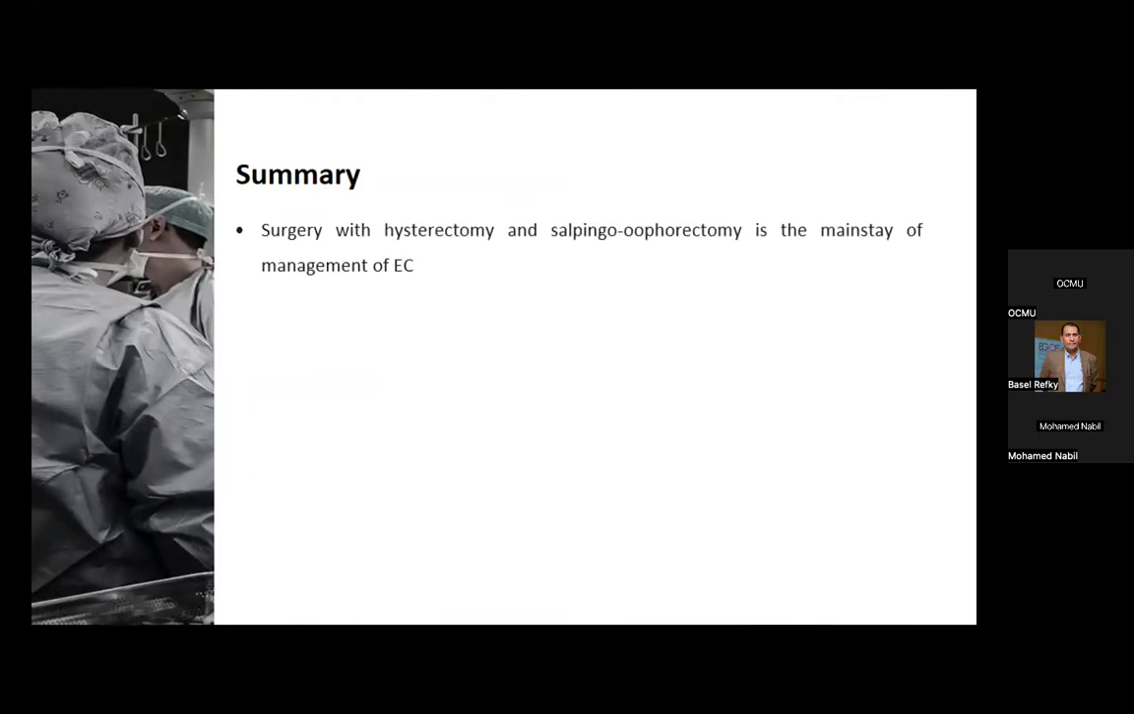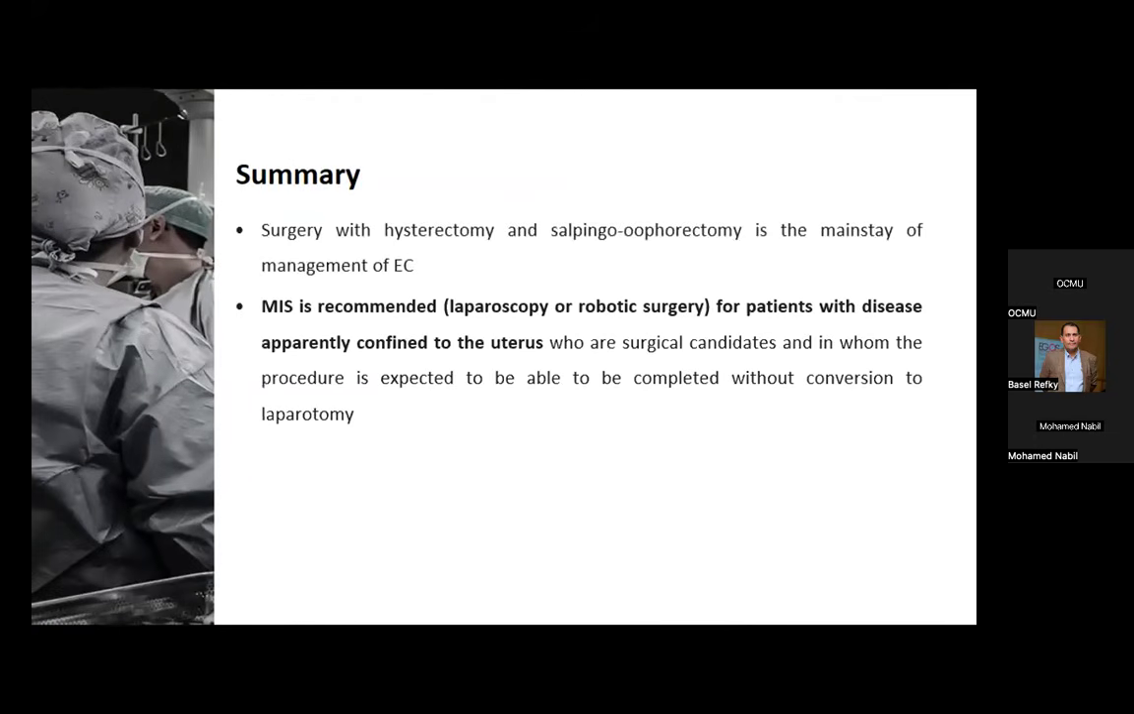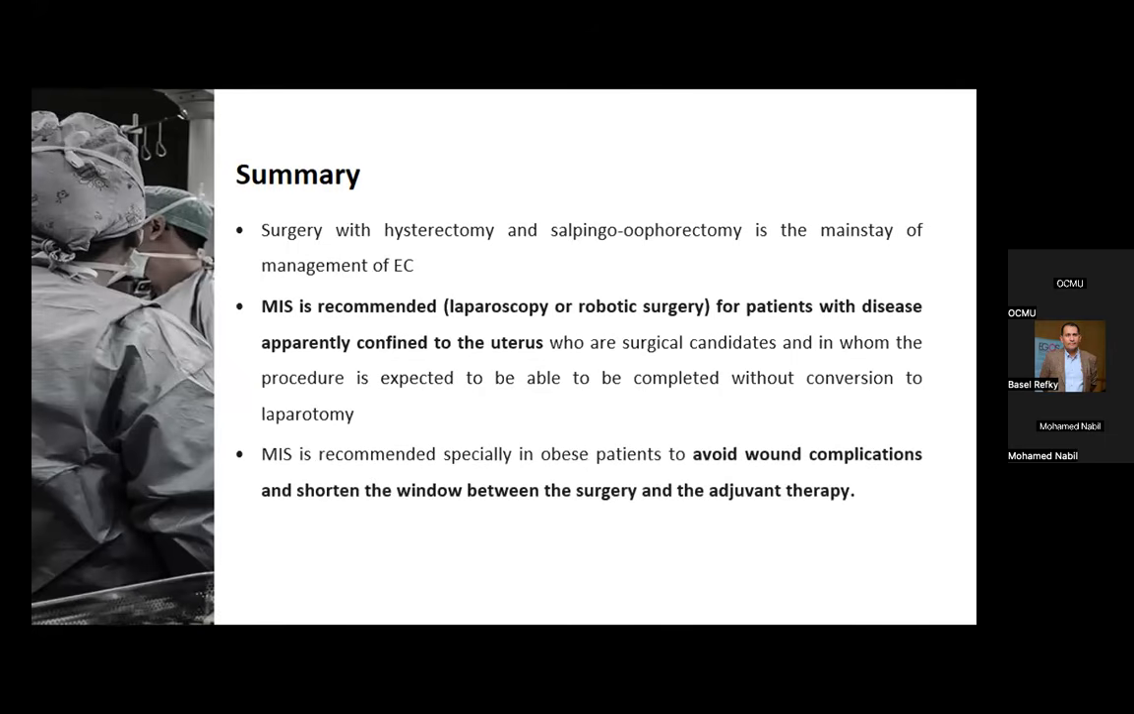So to summarize, surgery with hysterectomy and salpingo-oophorectomy is the mainstay of the management of endometrial cancers. Lymphadenectomy and omentectomy may be added in cases with high-risk disease. Minimally invasive surgery is recommended for patients with disease apparently confined to the uterus who are surgical candidates and in whom the procedure is expected to be completed easily without conversion. Minimally invasive surgery is recommended, especially in obese patients, to avoid wound complications.